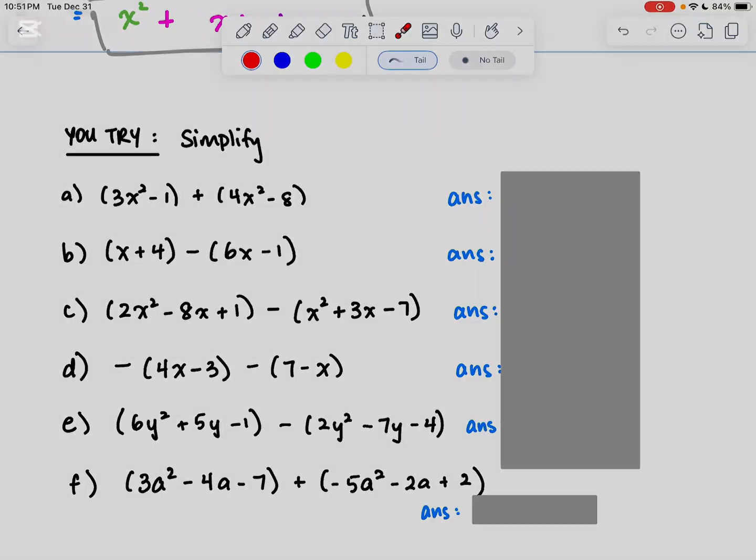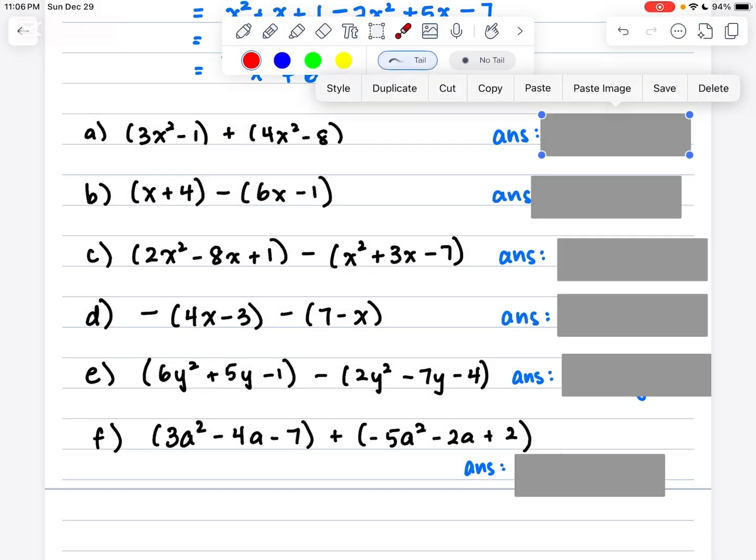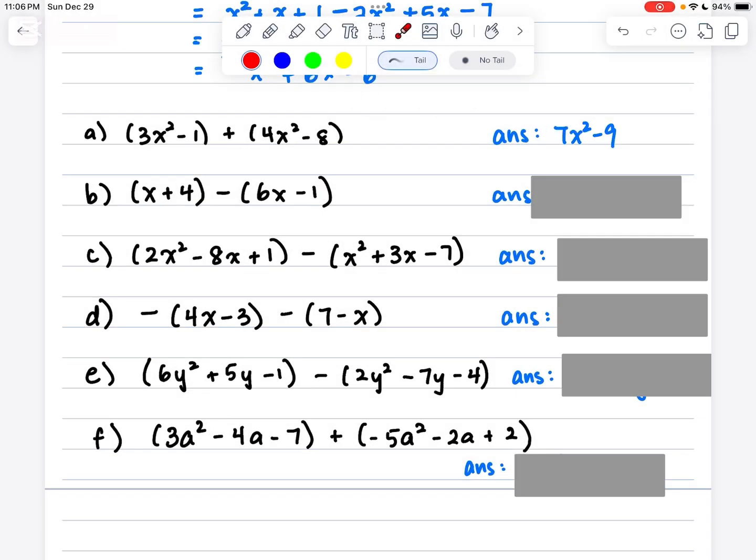Pause the video, try B, come back. All right, so if you've finished A, this should be your answer. So I'm hoping that what you've done is, because we've got positives here, you can just get rid of these brackets. Same thing with this, you can get rid of these brackets, and that's how you would get this answer. If any part of the answer is wrong, just take note of it and ask a teacher or a friend when you get the chance.